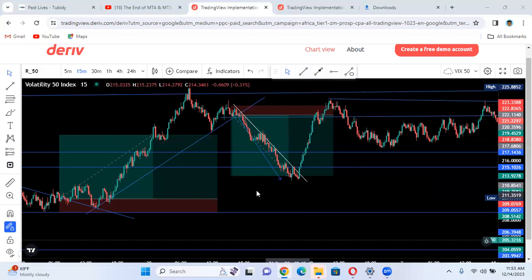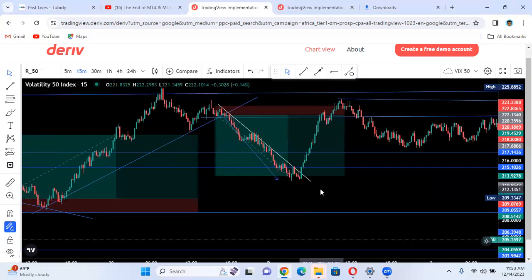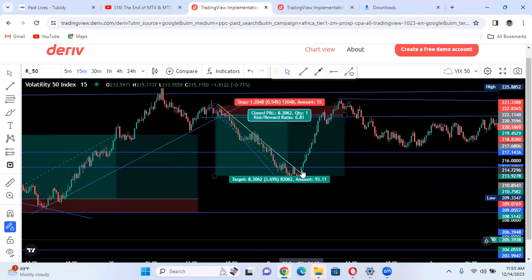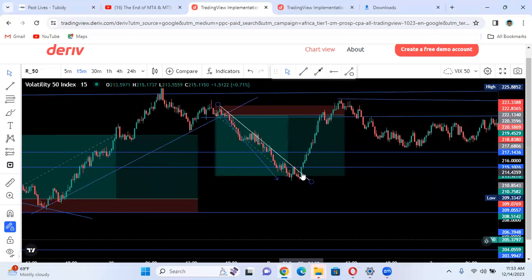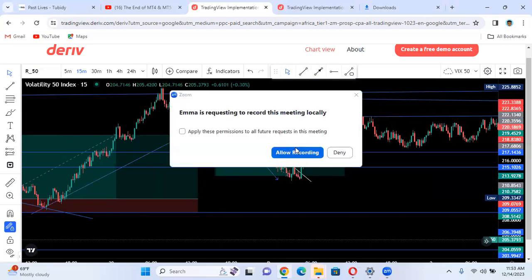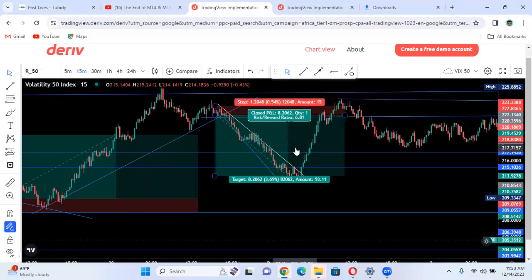So for this Volatility 50, this one is not too volatile. You can even open, maybe with a $10 account, two lots of probably 0.50. Two lots of that is okay.